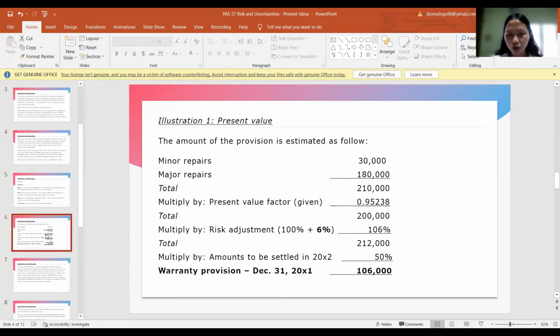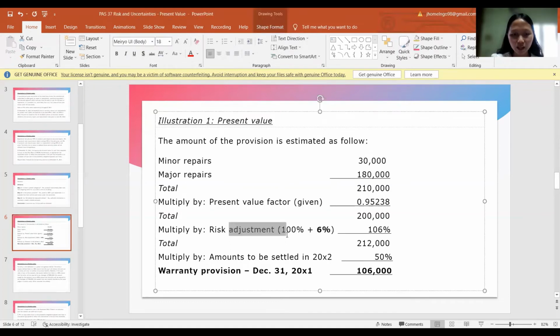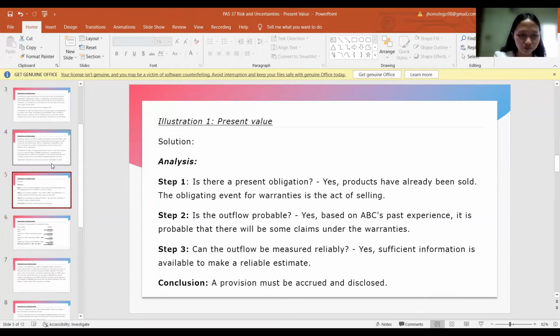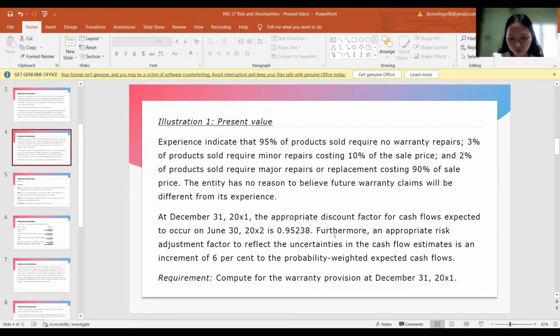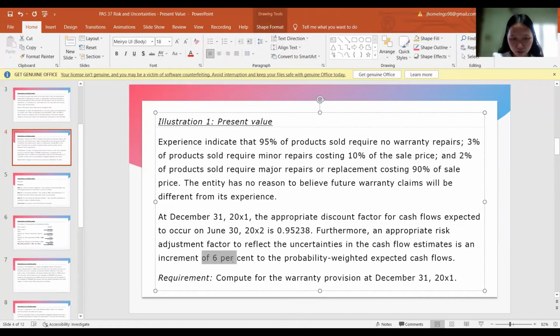Is equal to 200,000 multiplied by risk adjustment, which is 100% plus 6% is equal to 106%. So 200,000 times 106% is equal to 212,000. The 6% in the risk adjustment is gotten here. This one, 6%. Increment of 6% of the probability weighted expected cash flows.